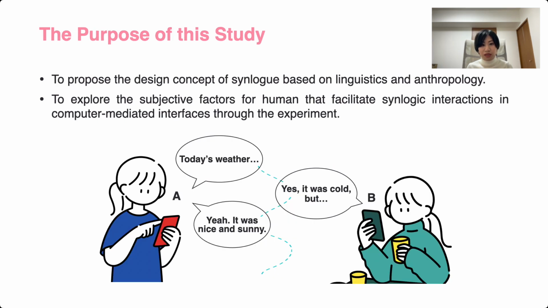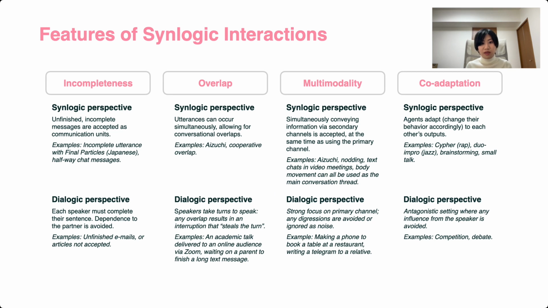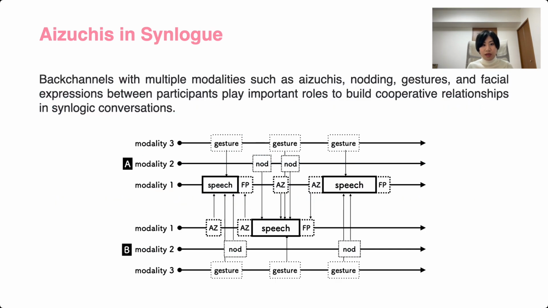This study proposed the design concept of synlogue, and we report the results of the experiment to explore the subjective factors for humans that facilitate synlogic interactions between humans and computers. In light of related works in the fields of linguistics and anthropology, synlogue can be characterized by four main features: incompleteness, overlap, multimodality, and co-adaptation.